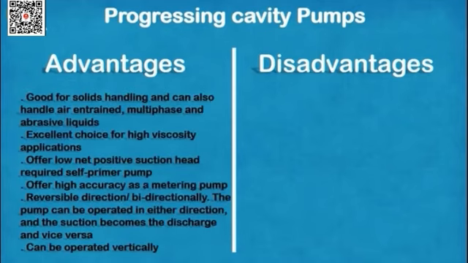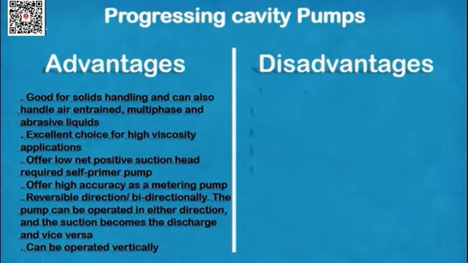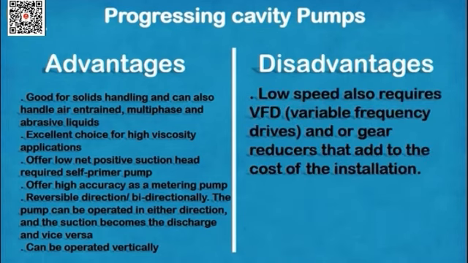For the disadvantages of the progressive cavity pump, running the pump dry is by far the biggest reason these pumps fail. A fluid film is required to lubricate the contacting surfaces due to the interference fit between the stator and rotor. Low speed also requires variable frequency drives or gear reducers that add to the cost of the installation.